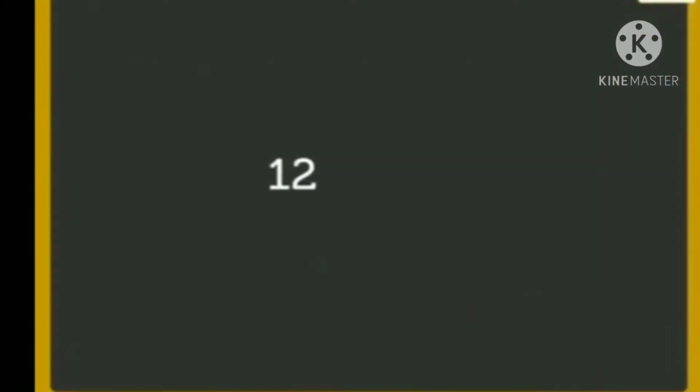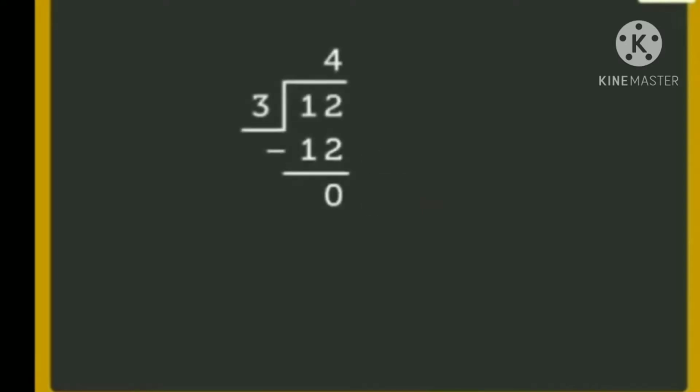Coming to that sum, 12 divided by 3 gives us 4. Yes, 12 balloons were divided into groups of 3. So the total number of groups we got is 4. So 12 divided by 3 is equal to 4. This is the symbol of division. Now when we write the sum, 12 is inside and 3 is outside. So when we divide into groups of 4, we get the number 12. And when we subtract, we get 0.